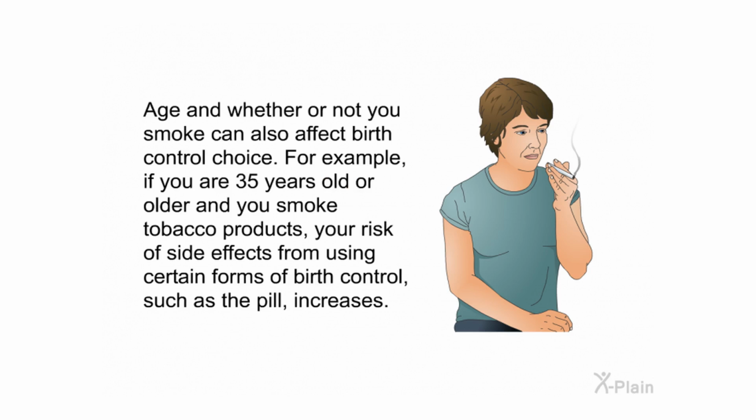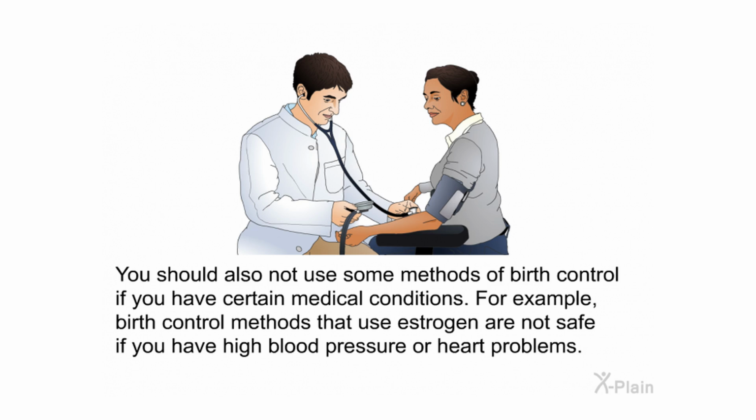Age and whether or not you smoke can also affect birth control choice. For example, if you are 35 years old or older and you smoke tobacco products, your risk of side effects from using certain forms of birth control, such as the pill, increases. You should also not use some methods of birth control if you have certain medical conditions. For example, birth control methods that use estrogen are not safe if you have high blood pressure or heart problems.